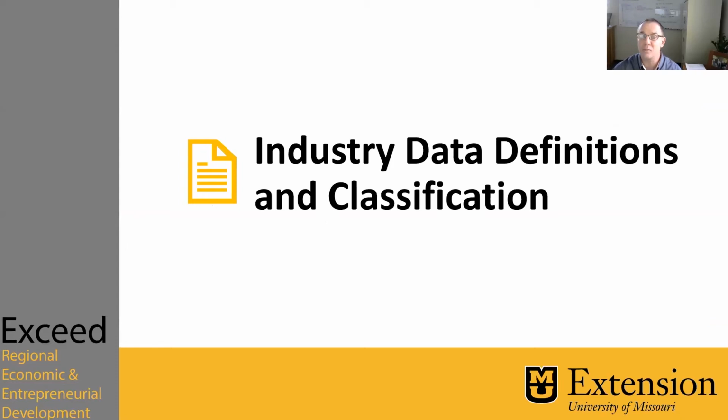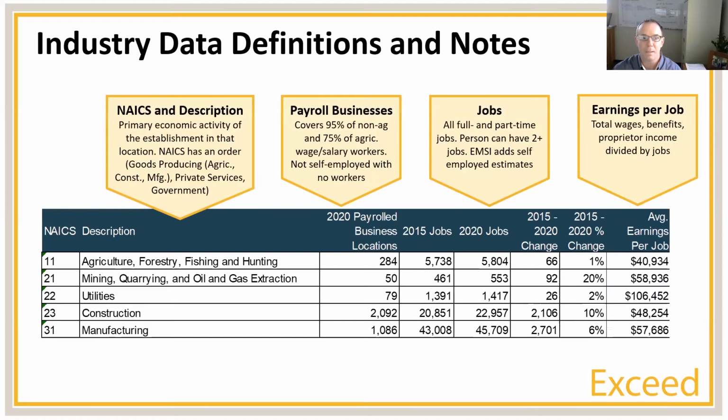We'll start with industry data, definitions, and classification. So your Excel has a couple of tabs. The first tab and the second tab are around the different industries. One tab is the 2-digit NAICS. The other tab is the 3-digit NAICS. And we'll talk a little bit more about those distinctions in the coming slide.